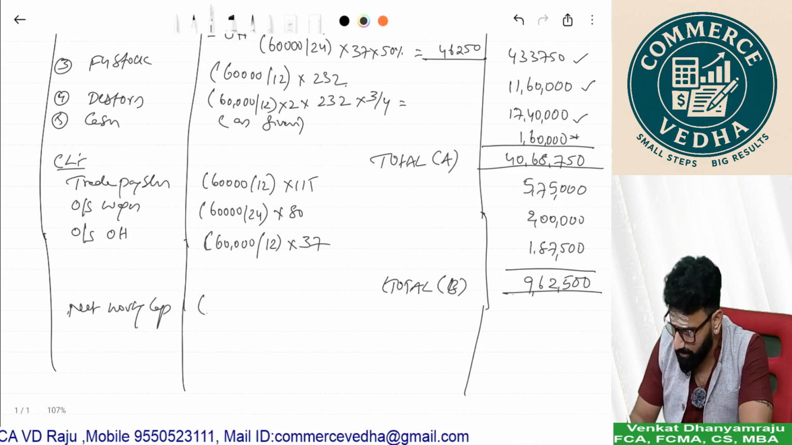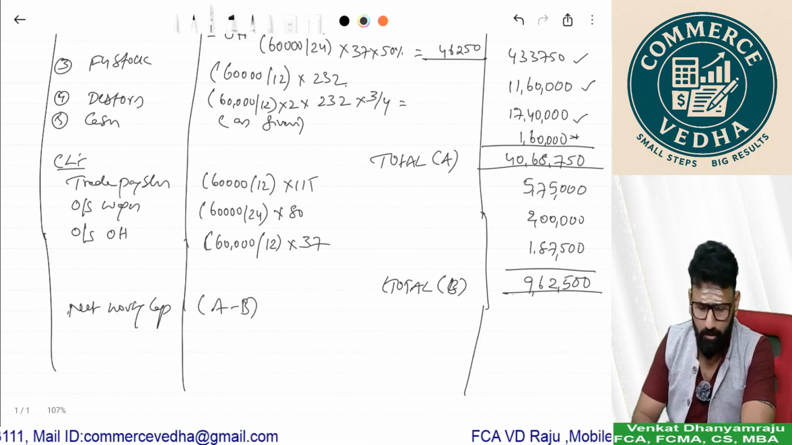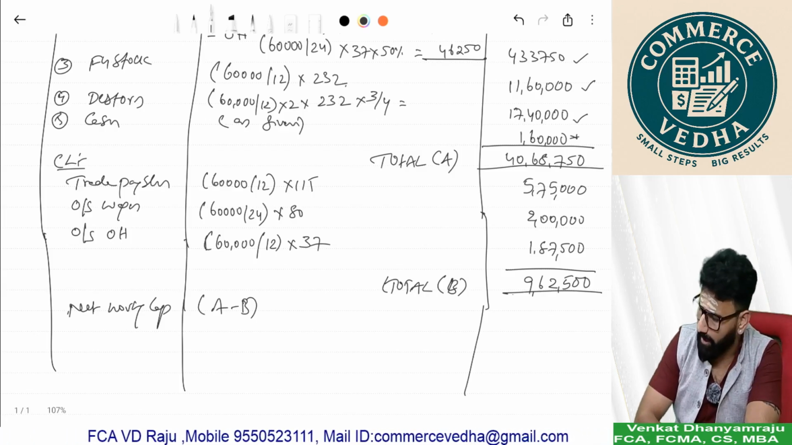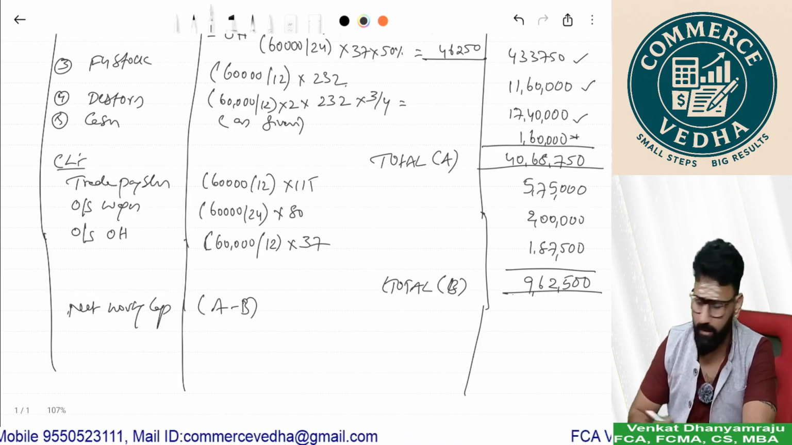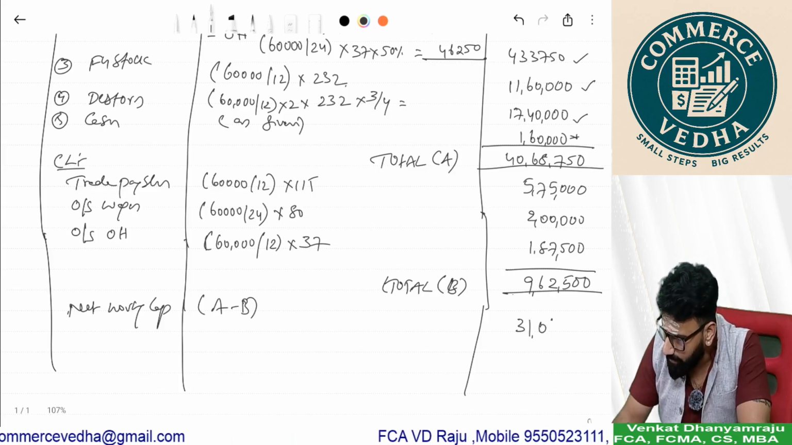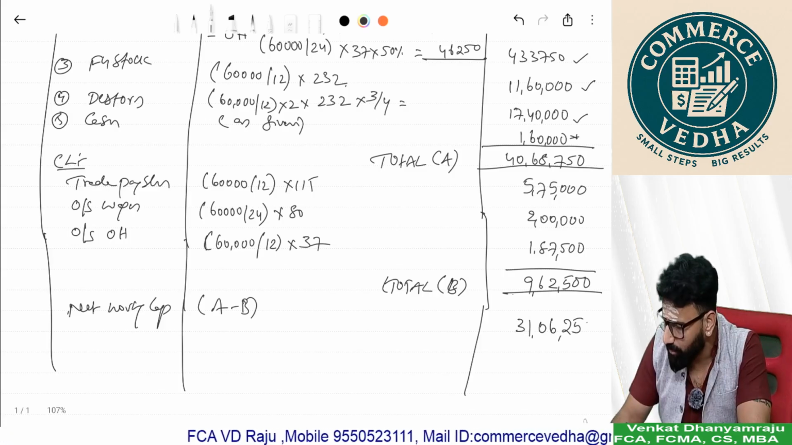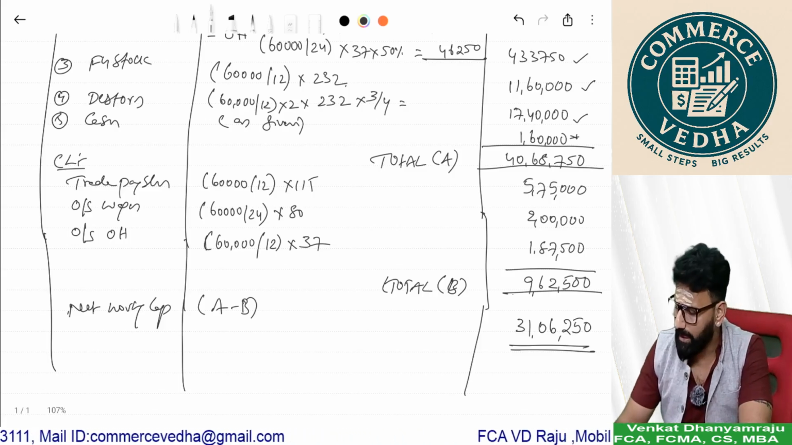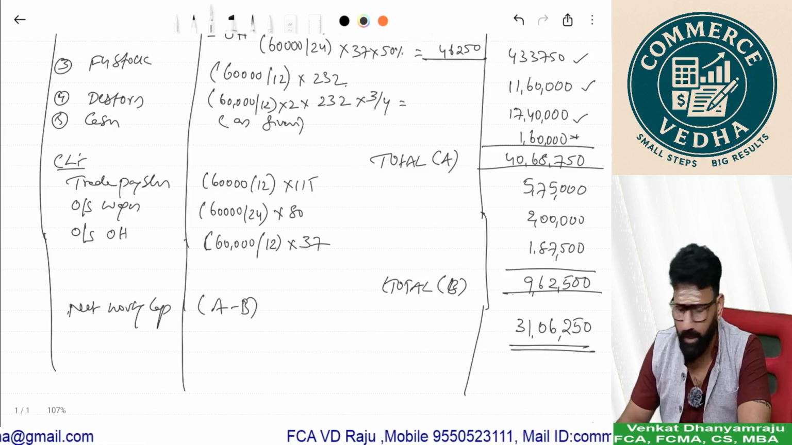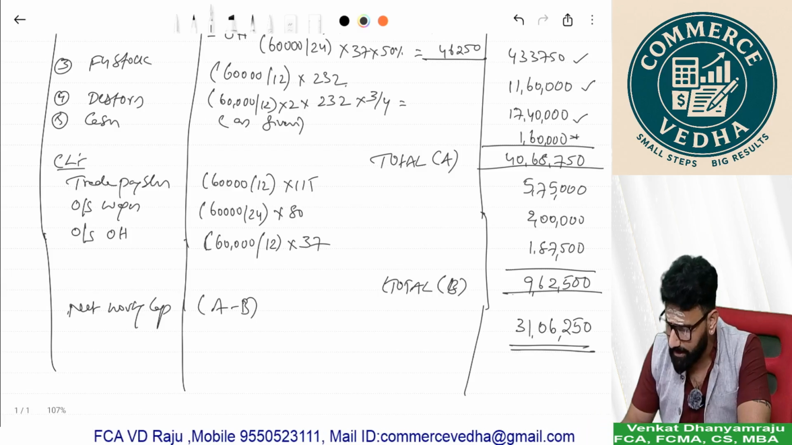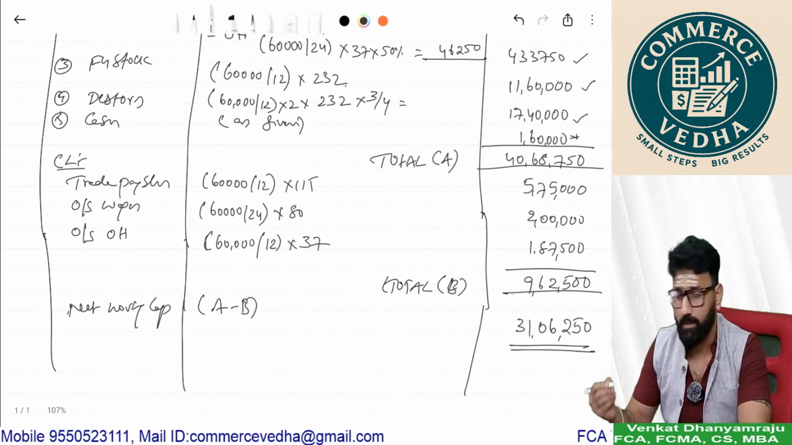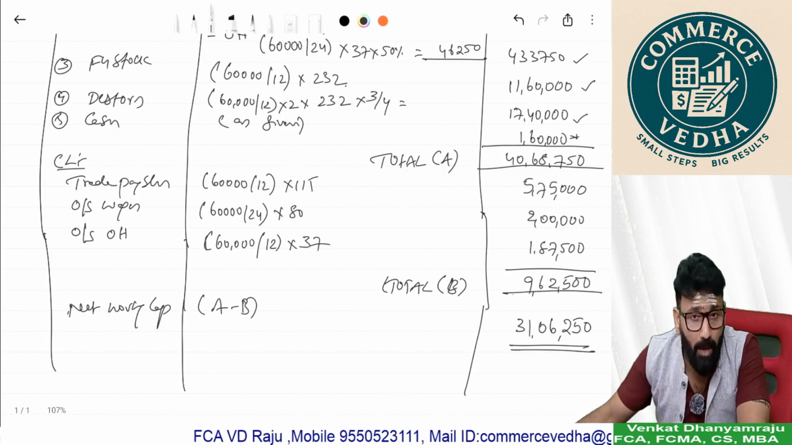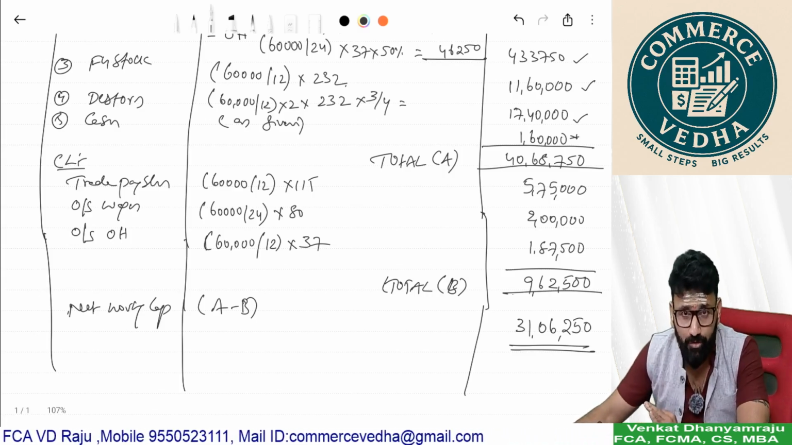Net working capital, which is A minus B. So it is 40 lakhs 68,750 minus 9 lakhs 62,500, which is 31 lakhs 6,250. That is my final answer. 40 lakh 68,750 minus 9 lakh 62,500 is 31 lakhs 6,250, my net working capital requirement as per this question.